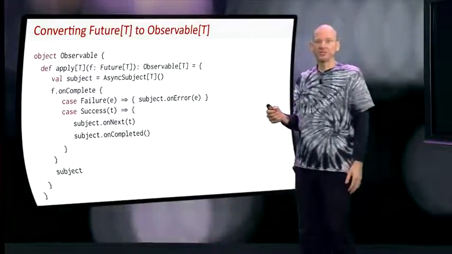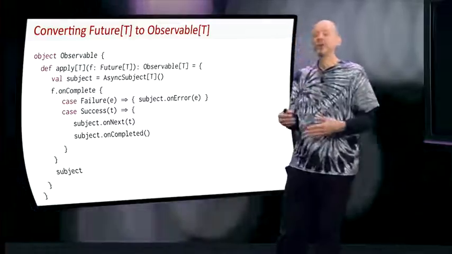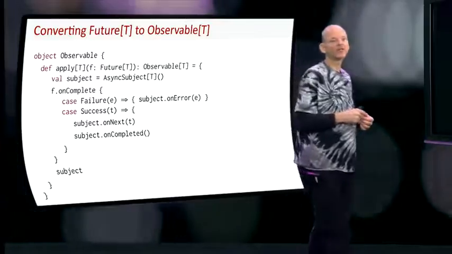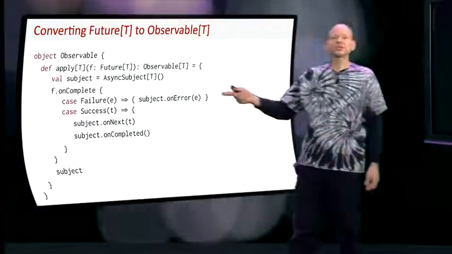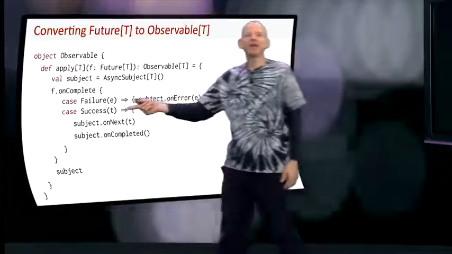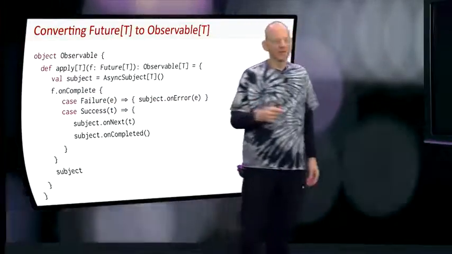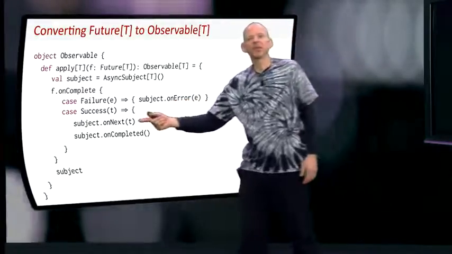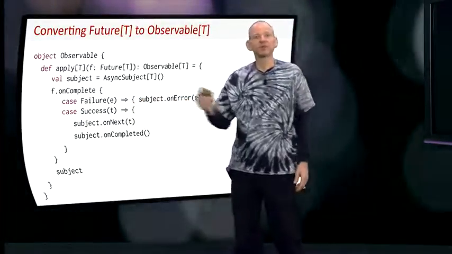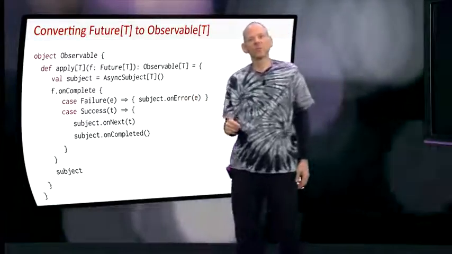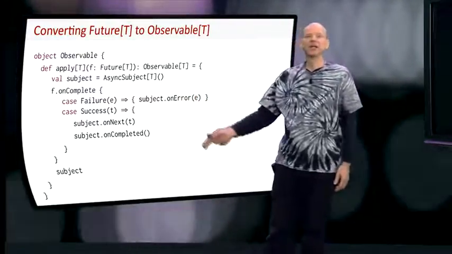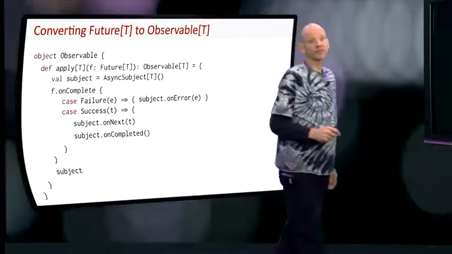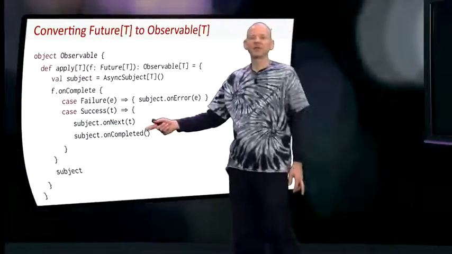In this case, we want to remember the last value of our stream, so what we're going to do is create an async subject, and then when the future is complete, we're going to look at the two cases. If the future completes with an error, we're going to complete the async subject with an error. If the future completes with success, we're going to call onNext on the subject and then immediately complete it.